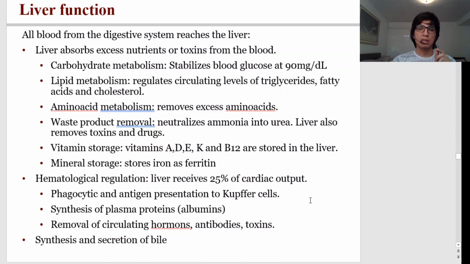Your hematological regulation involves the immune role through Kupffer cells. These are antigen presenting cells, which are basically surveying what we have just digested, that's coming through the portal veins, and searching for foreign invaders. You have synthesis of plasma proteins, albumins, which is the main site of plasma protein synthesis, and you also have the synthesis and secretion of bile.